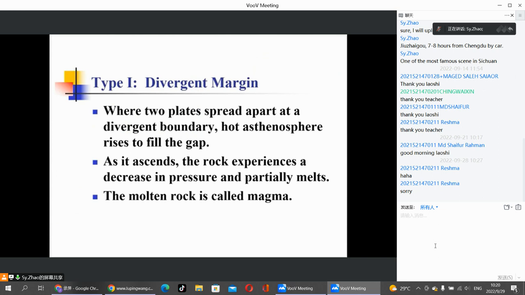Type one is the divergent margin, where two plates spread apart at a divergent boundary. The asthenosphere rises to fill the gap, and as it ascends, the rock experiences a decrease in pressure and partially melts. The molten rock is called magma, which we learned about in the first section on igneous rock.